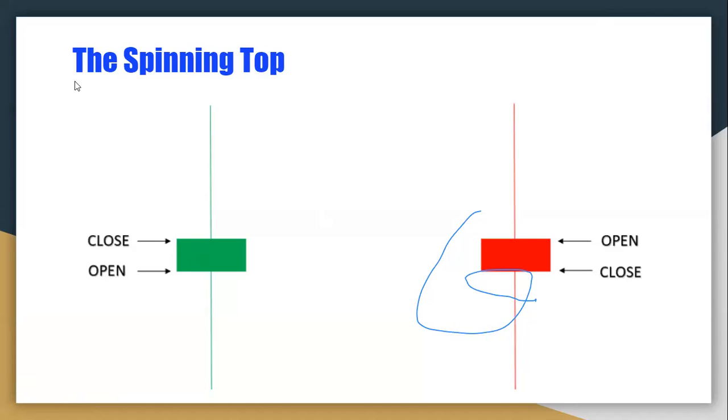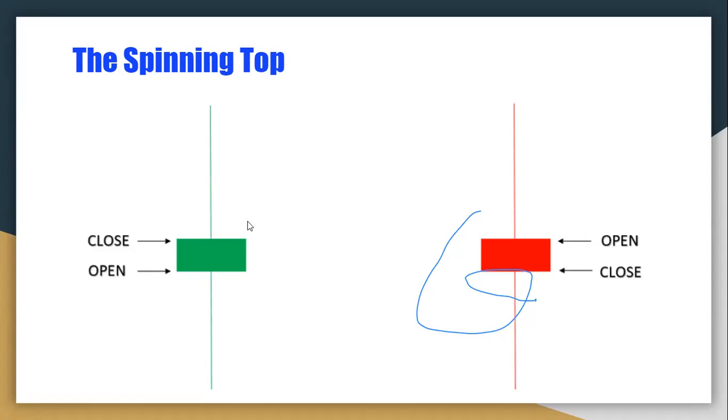Ideology-wise, neither the bulls won, nor the bears won. So what does this indicate? This indicates uncertainty in the market. People are not sure whether the market will go up or go down, whether this stock, this currency or commodity, whatever the thing we are analyzing, will go up or down. We are not sure.